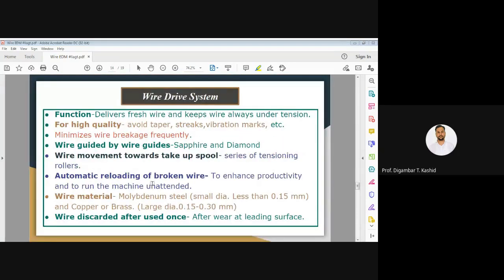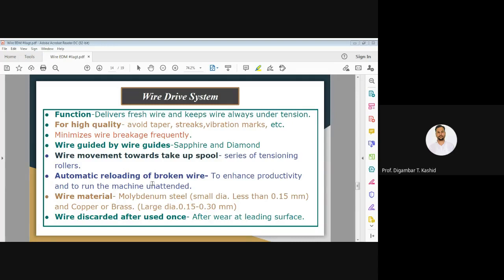Again, for higher quality, we should avoid the taper, streaks, vibration marks, etc. We have to avoid those to get high quality. And again we have to take care to minimize the wire breakage, which is happening frequently. And in many cases, wire guides are used, so the wire will be guided by the wire guides.